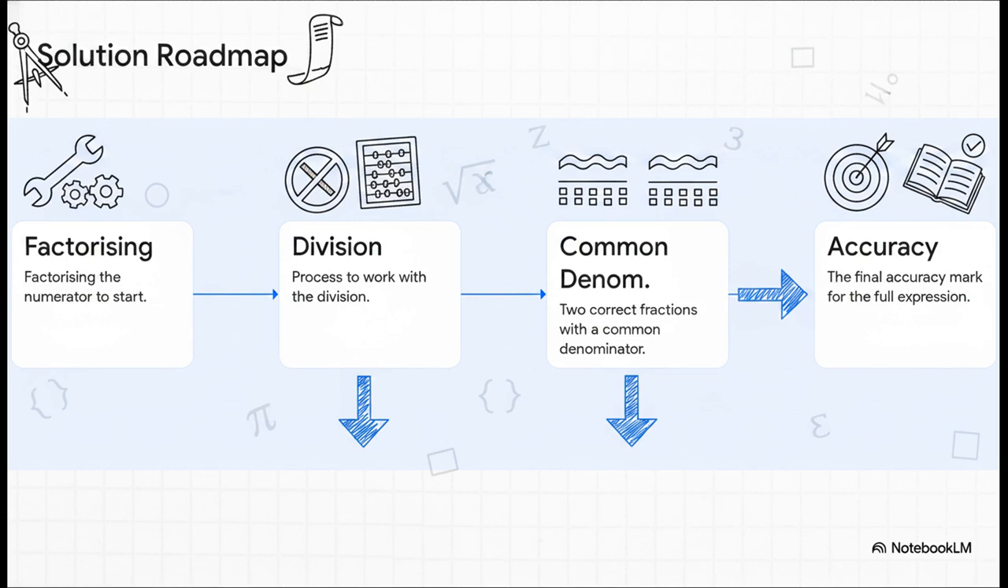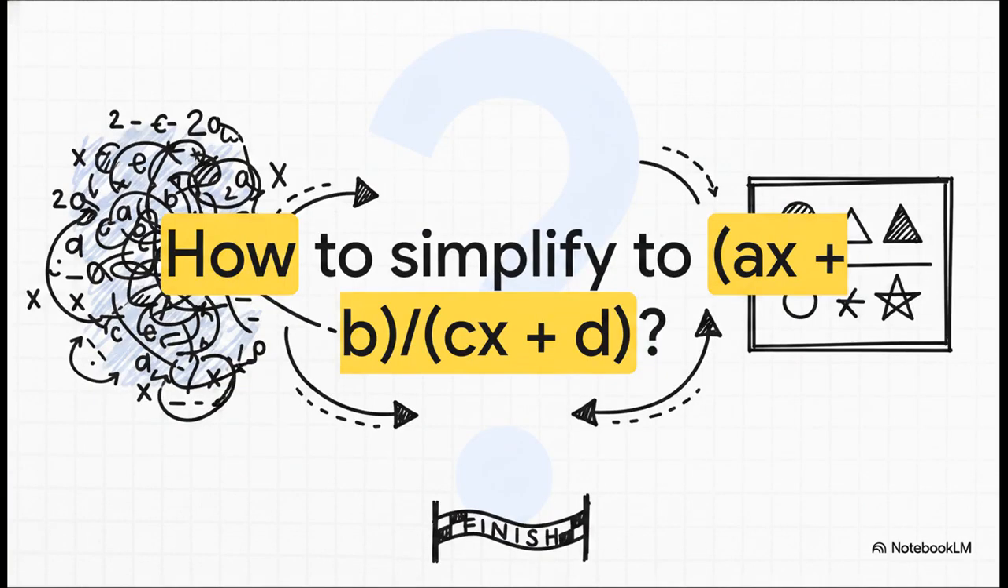Okay, let's dive into this. To get those full marks, we're going to follow 4 clear steps. 1. Factorizing the numerator. 2. The division process. 3. Common denominators. And 4. Securing the final accuracy mark. Let's get to it. First up, what's our actual goal here?